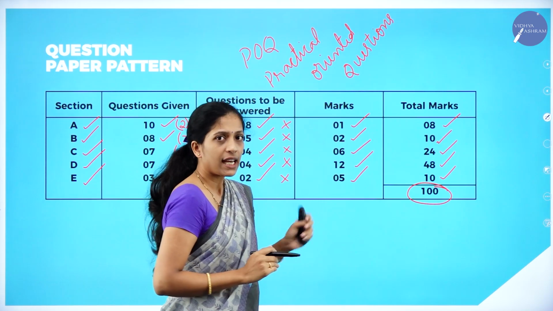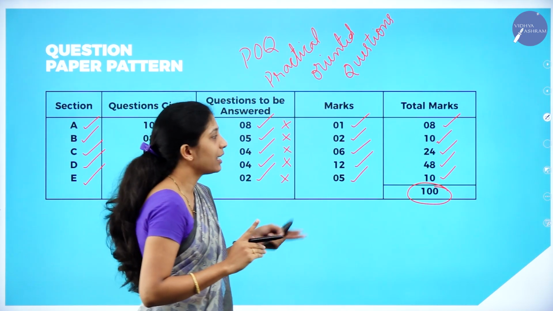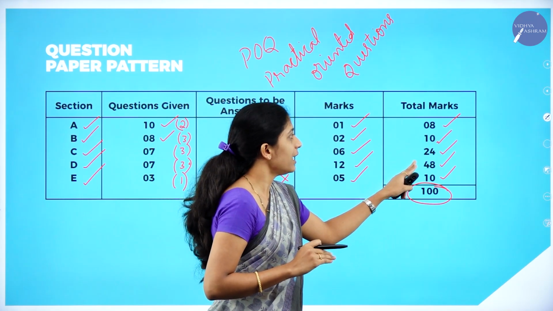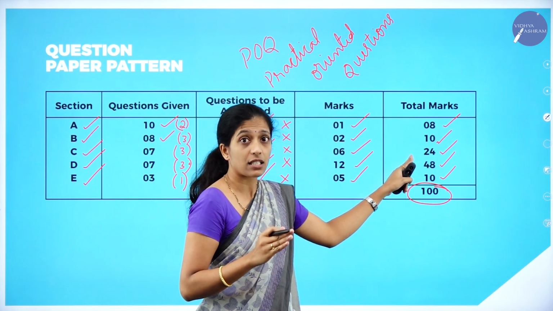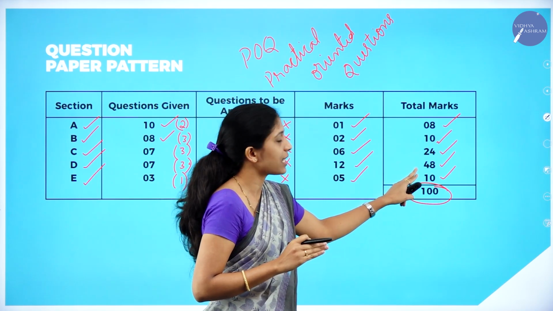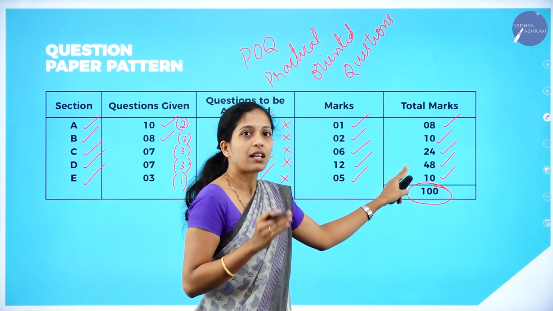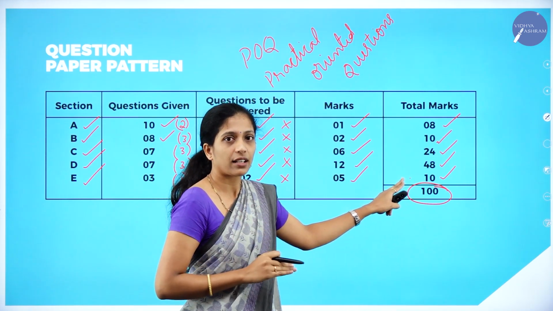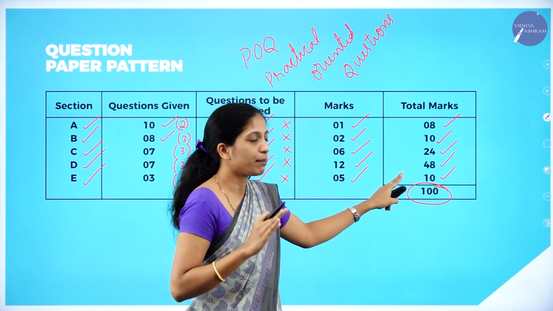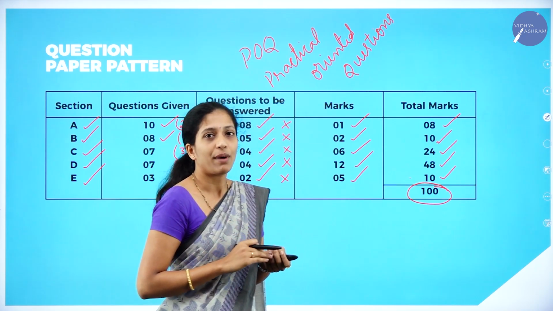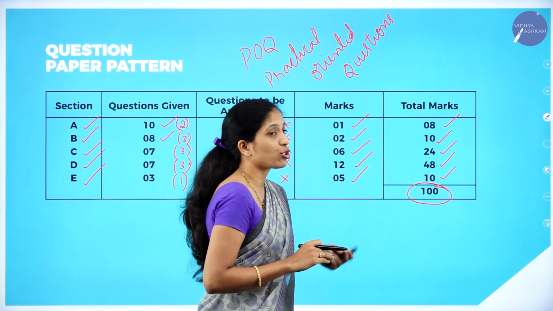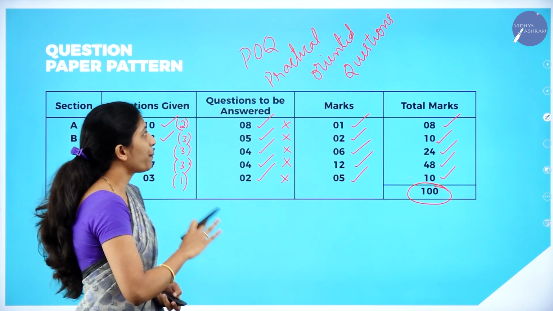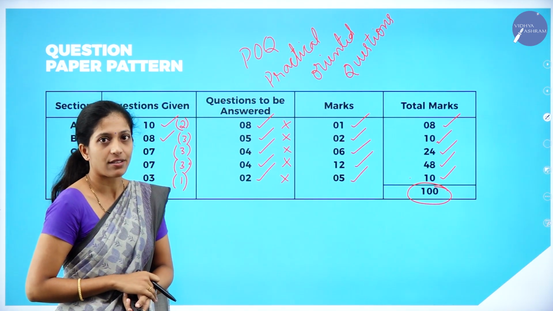Under section A, 8 marks, that is of 1 mark each, and section B, 2 marks each, where you can get 10 marks. Next, section C is for 6 marks, where you can get 24 marks, and section D, 12 marks, where you can get 48 marks, and section E, practical oriented question, of 5 marks, where you can expect 10 marks. So the total weightage of the whole question paper is 100 marks. So hope you are clear with the question paper pattern.